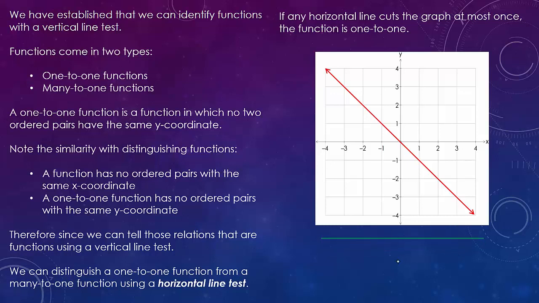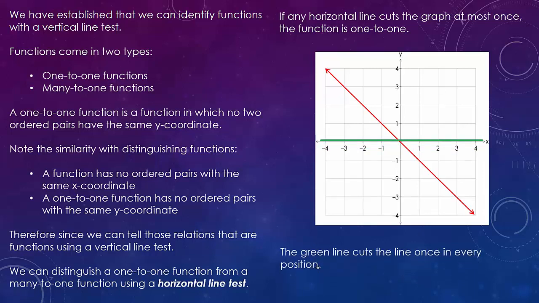So let's look at an example. So we have this line here, which we've met before, and let's bring in the green line to test. This time it's a horizontal line. And at the moment it would be cutting the line once because the arrows on the end indicate that this line goes off infinitely in both directions. So if we sweep the green line up, we can see it always cuts once. There's never a time it's going to cut twice. Therefore, this is a one-to-one function.